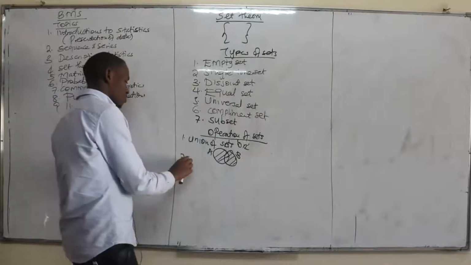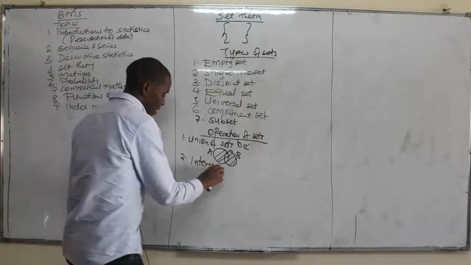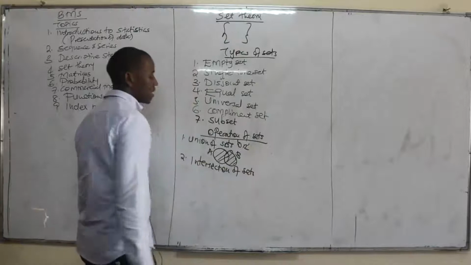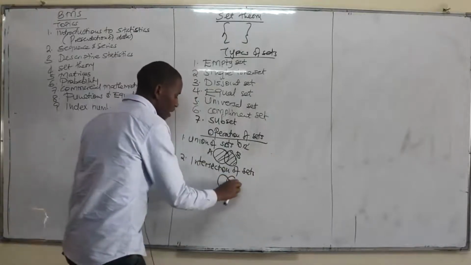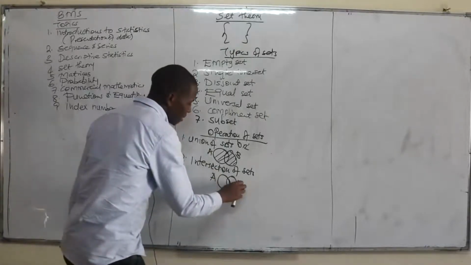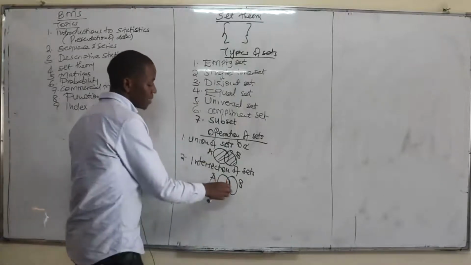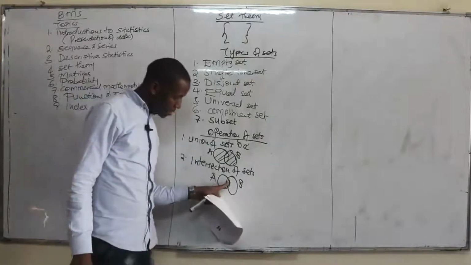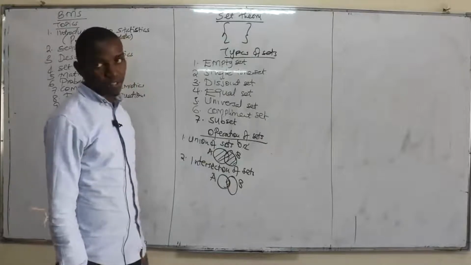We also have number two, which is the intersection of sets. For the intersection of sets, all the members of set A are also members comprised in both A and B, which in this case is in between there. That is what we call the intersection of sets.